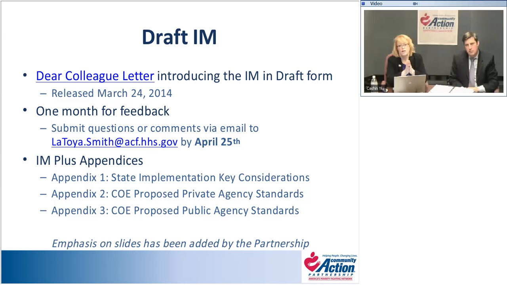The draft IM came out in a Dear Colleague letter on March 24th. We have, again, a month for feedback. And in addition to the text, we have several appendices that we'll be talking a bit about here. There's a nice table in the back, and Seth was referencing the need for states and agencies and associations to think about rolling this out and starting the process now. And the table in the back of the IM, I think, really does give us a nice outline on how to do that.